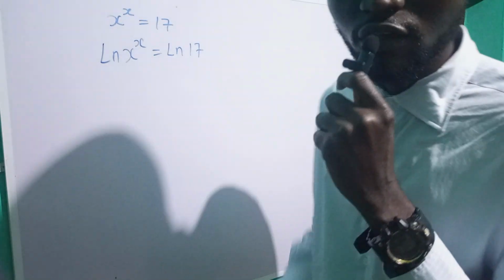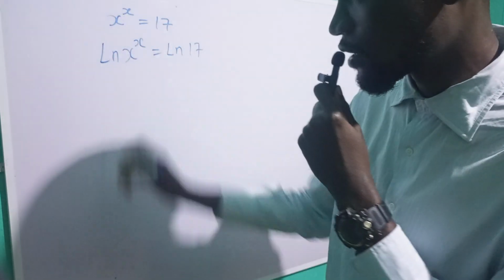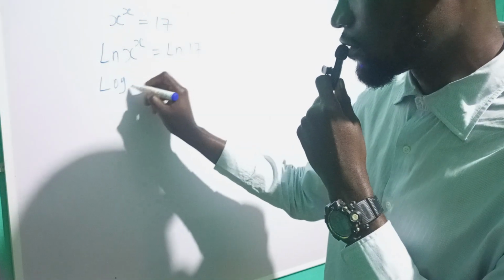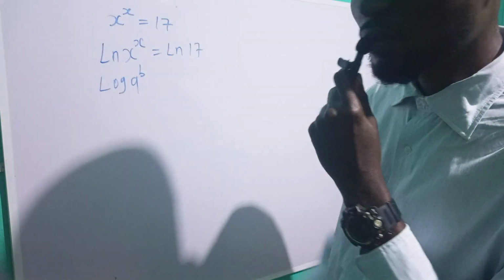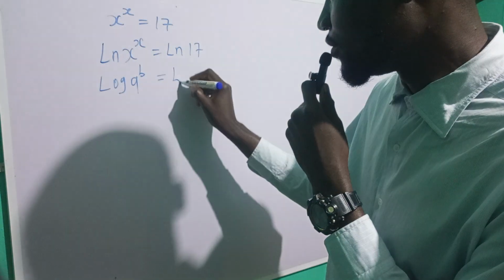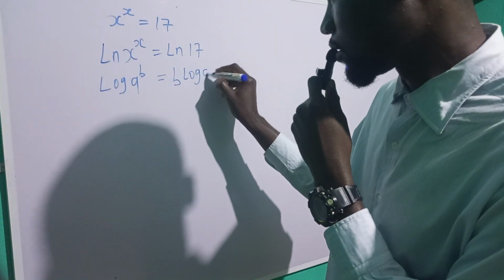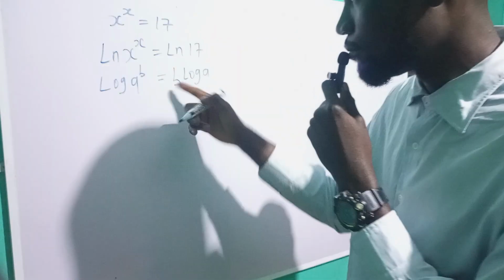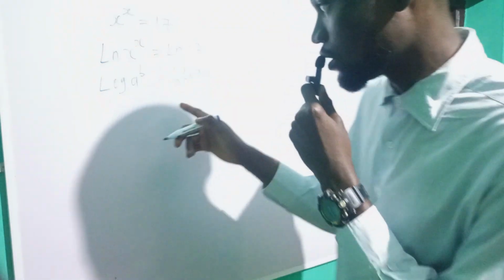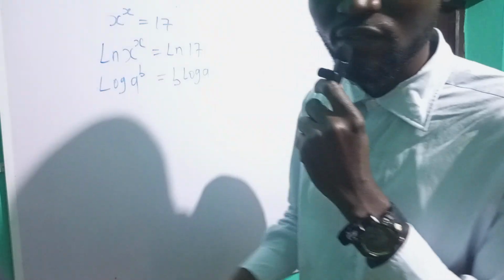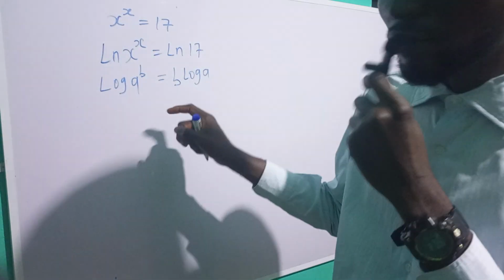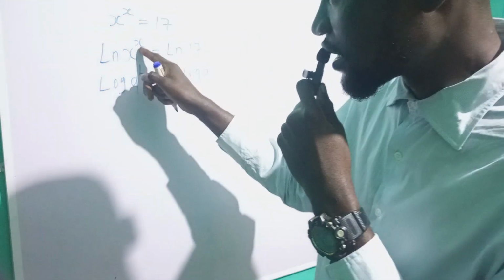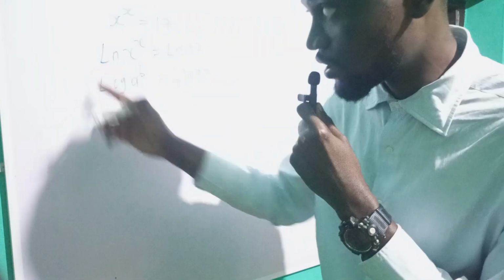Now from one of the laws of logarithm, it says that if you have log a raised to power b, this can be written as b log a. In other words, the power is used to multiply the logarithm. It becomes the coefficient of the logarithm. So we are going to do the same thing here. This x, we are going to drop it down to become the coefficient of the logarithm.